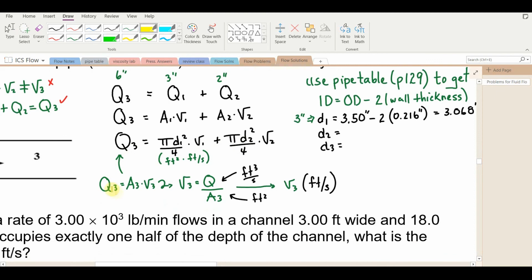gives you the total flow in pipe number 3, and we're asked to solve for the velocity, which is Q over A. We just determine the flow rate total, and you'll want to calculate area 3 the same way we did for area 1 and area 2. Cubic feet per second divided by feet squared will give us velocity 3 in feet per second. So not difficult, but tricky if you're not thinking about the difference between velocity and flow rate.